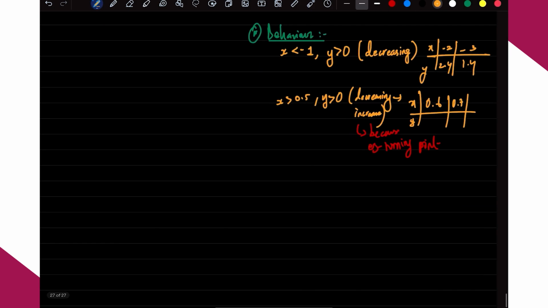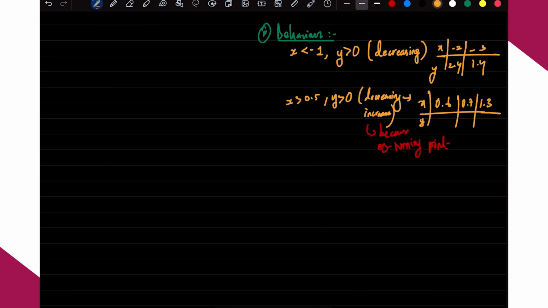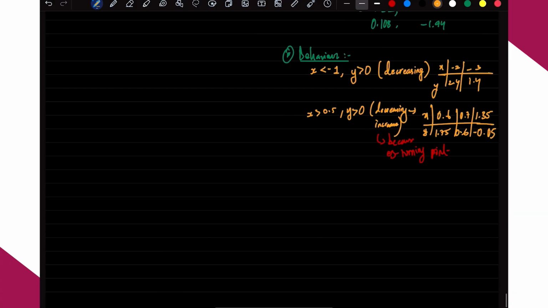So let's say we're taking 1.35. We take 1.6, that turns out to be 1.75. We take 1.7, that turns out to be 0.6. And we take 1.35, that turns out to be negative 0.05, 0.06 actually.